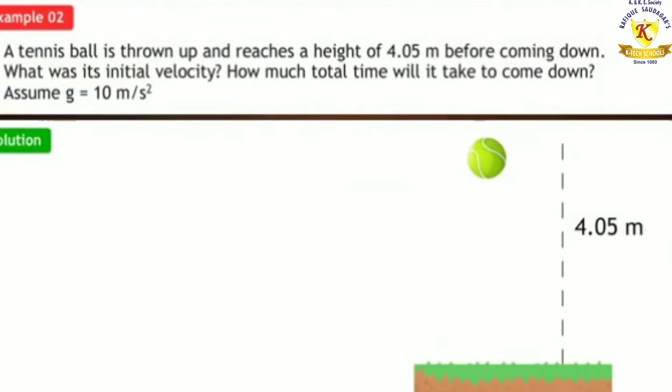Example 2. A tennis ball is thrown up and reaches a height of 4.05 meter before coming down. What was its initial velocity? How much total time will it take to come down? Assume g equals 10 meter per second square. Now, solution.